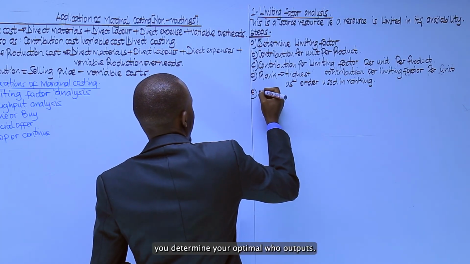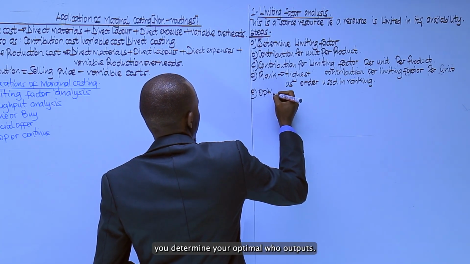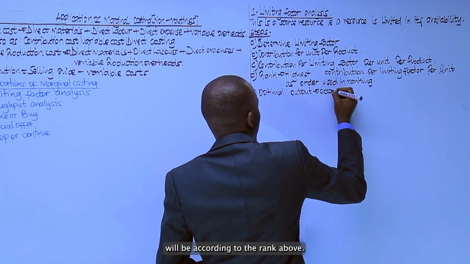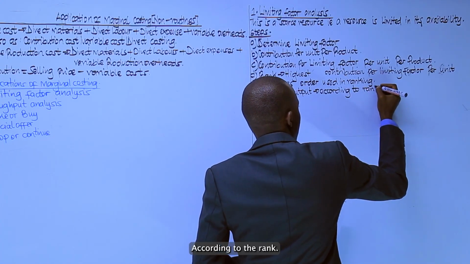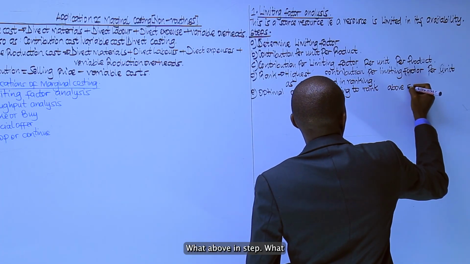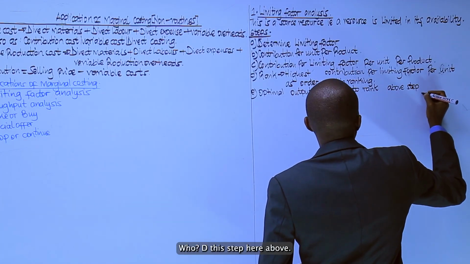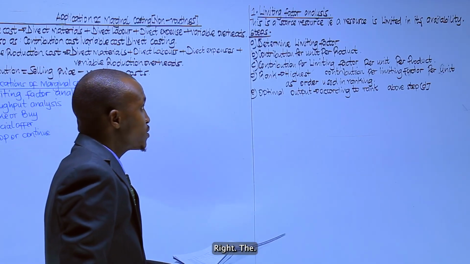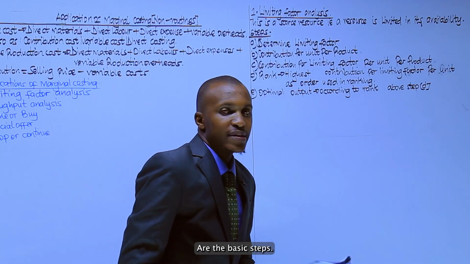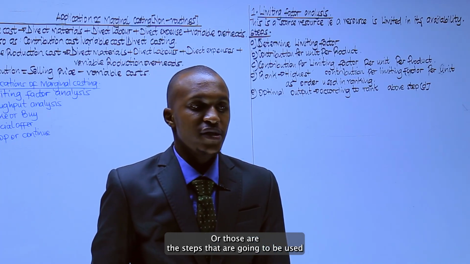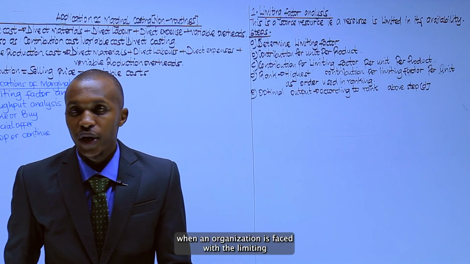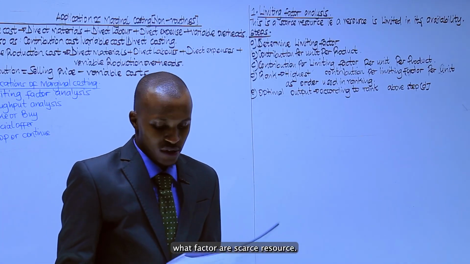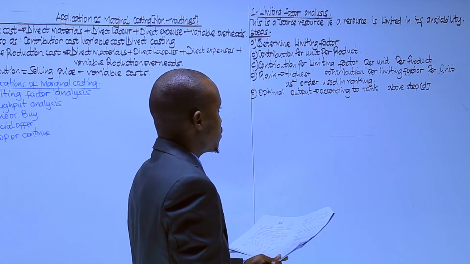Then step number 5, you determine your optimal output. And this optimal output will be according to the rank above, in step D, this step here above. Those are the basic steps that are going to be used when an organization is faced with a limiting factor, a scarce resource. And we can have an illustration.